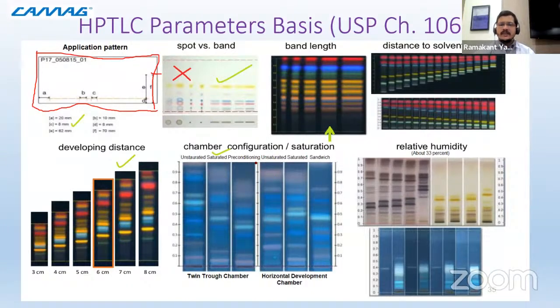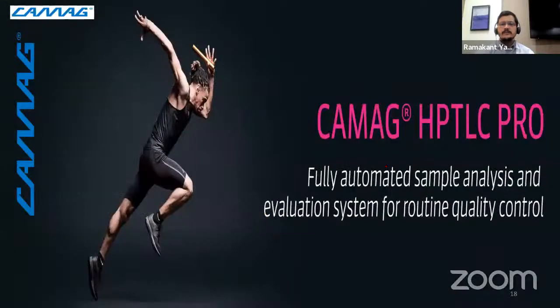And we are using saturated chambers, mobile phase vapor saturated chambers, and we are controlling the humidity of the chamber during development. So by using these standardized parameters, we can achieve reproducible results plate to plate, and we can minimize the time required for HPTLC analysis. We can separate more components from the application position more accurately for further quantification.